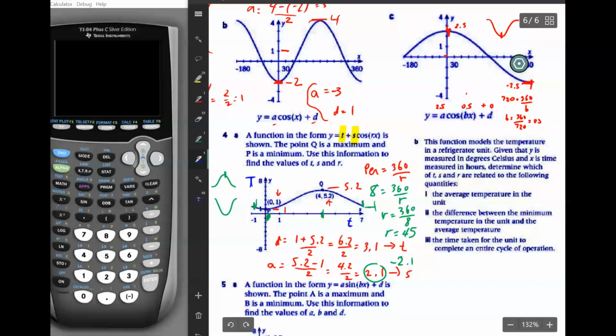It wants to know the average temperature in the unit. The average temperature is the middle temperature in this case, and the middle temperature we know is D, which is 3.1. So the average temperature is 3.1 degrees Celsius. And then it says the difference between the minimum temperature in the unit and the average temperature. Well, we know that the distance from the minimum to the middle, or the middle to the maximum, is equal to A. So that would be 2.1.